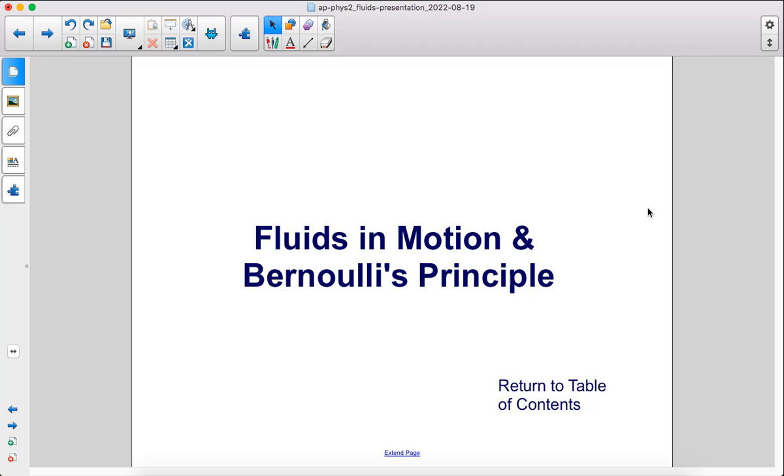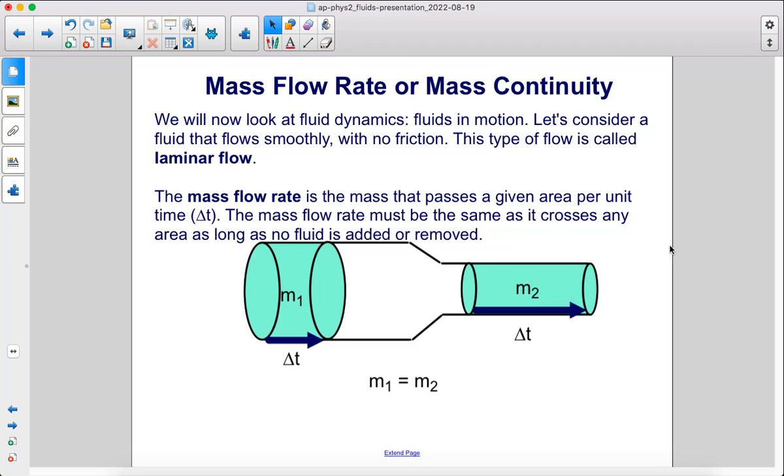Fluids in motion and Bernoulli's principle. We will now look at fluid dynamics, fluids in motion. Let's consider a fluid that flows smoothly with no friction. This type of flow is called laminar flow.